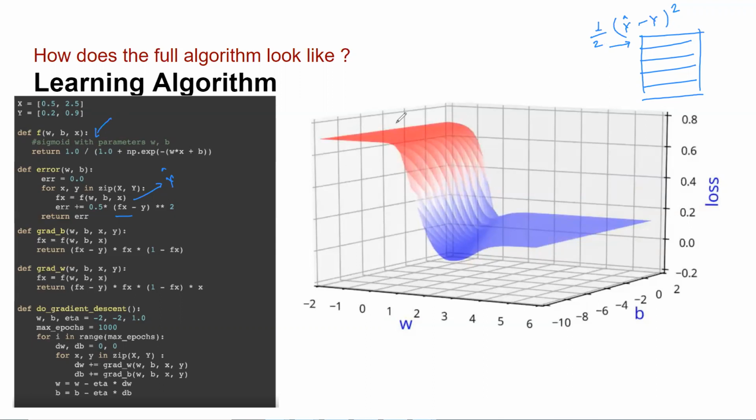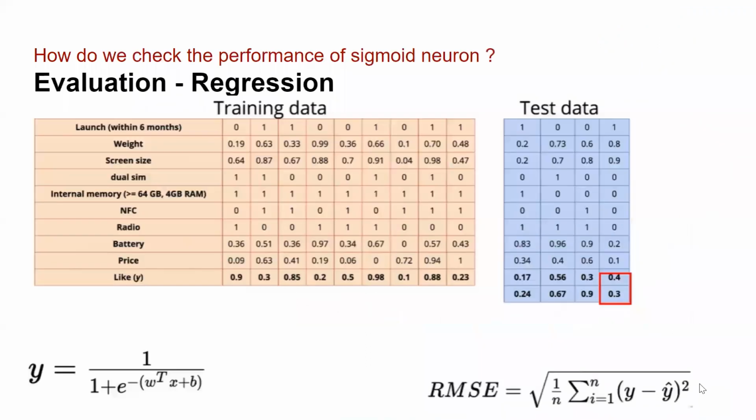Is it clear? Okay, I think, yeah, it is clear. Okay, awesome. Then I think we will conclude the sigmoid neuron part.